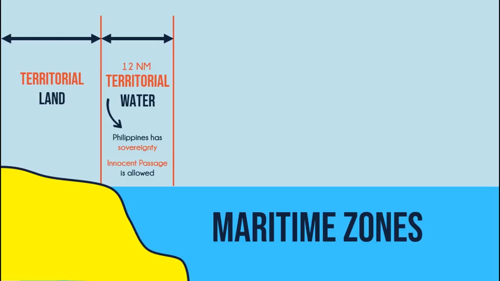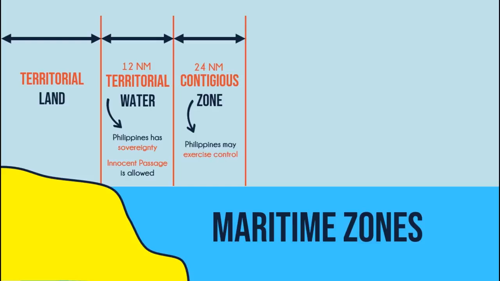This means that foreign vessels can enter as long as they will refrain from engaging in prohibited activities, such as weapon testing, spying, smuggling, serious pollution, fishing, or scientific research. From the edge of the territorial sea, we measure 24 nautical miles to determine the contiguous zone. In this zone, the Philippines may exercise control to prevent unpunished infringement of its custom, fiscal, immigration, or sanitary laws and regulation within its territorial sea.